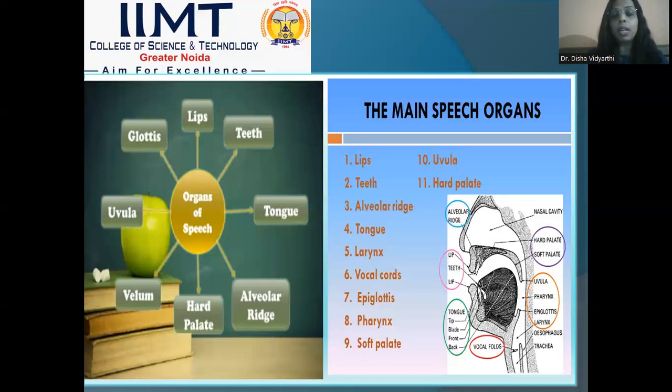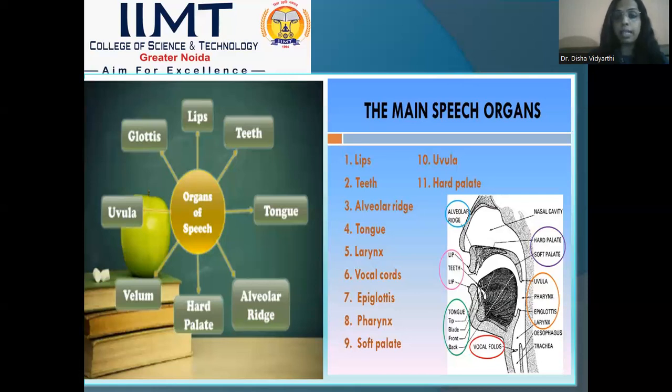So let us see what those speech organs are. First is lips. These are the oral speech organs. First one is lips, then we use teeth, alveolar ridge, tongue, larynx, vocal cords, epiglottis, pharynx, soft palate, uvula, hard palate. If you can see in the diagram, starting from your lips to the oral cavity of your mouth, the teeth, the tongue, alveolar ridge, pharynx, your vocal cord, all these organs. It means there are a lot of organs, a lot of spaces, a lot of stages from where you produce the correct sound.